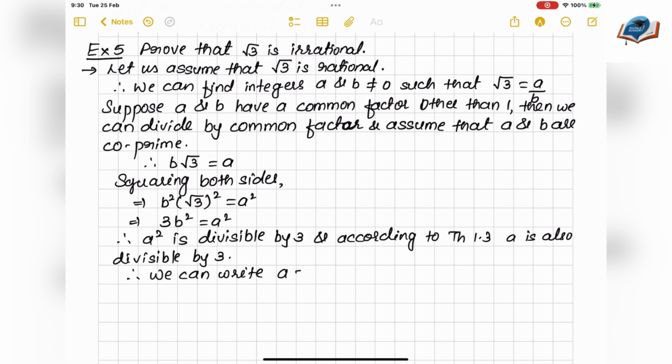Therefore, A and B have at least 3 as a common factor. But this contradicts. Therefore, root 3 is irrational.